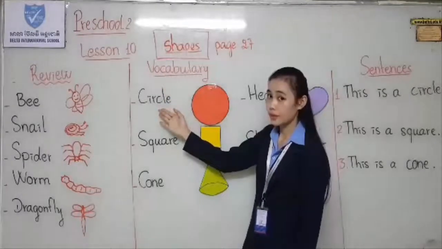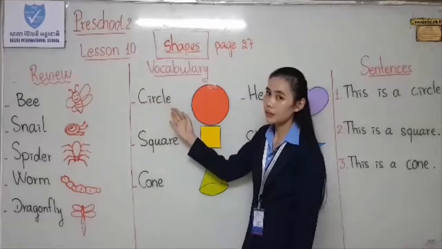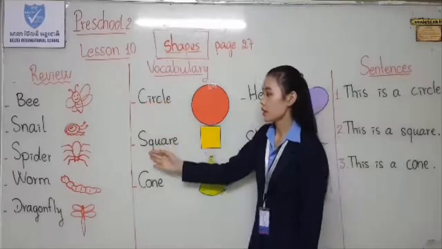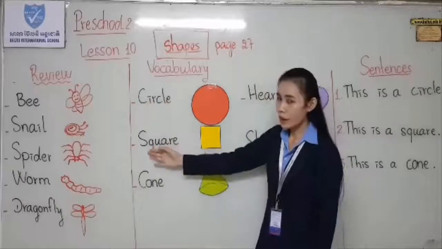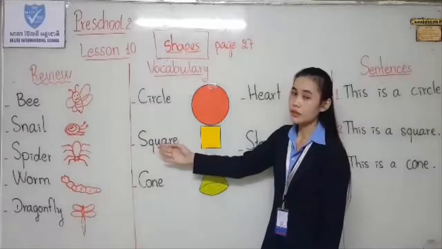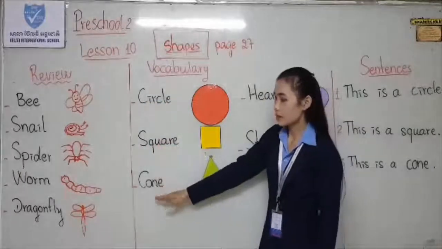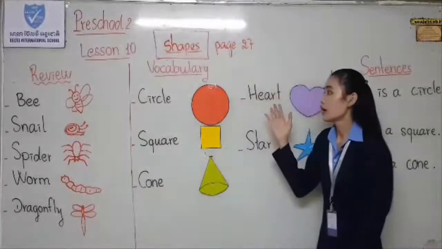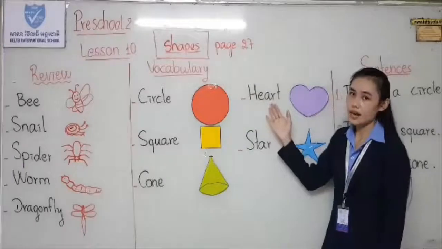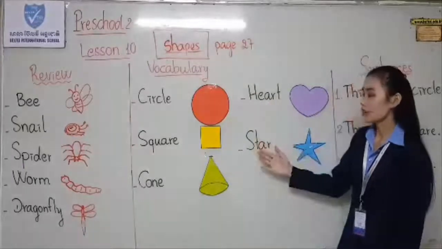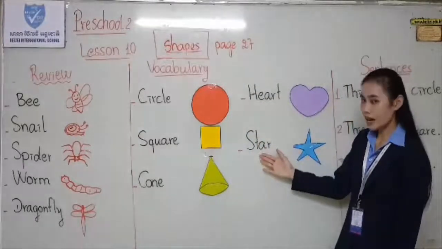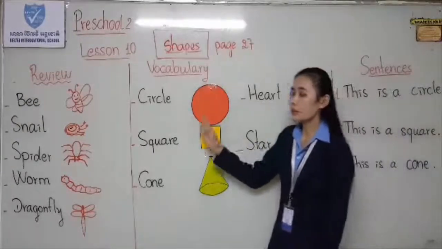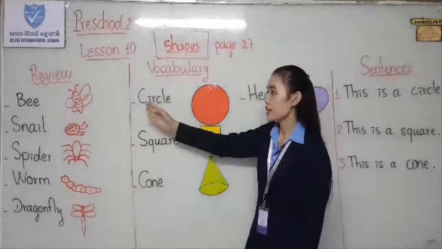The first word is circle. The second word is square. Next, cone. Heart. The last word is star. So now read and spell together.